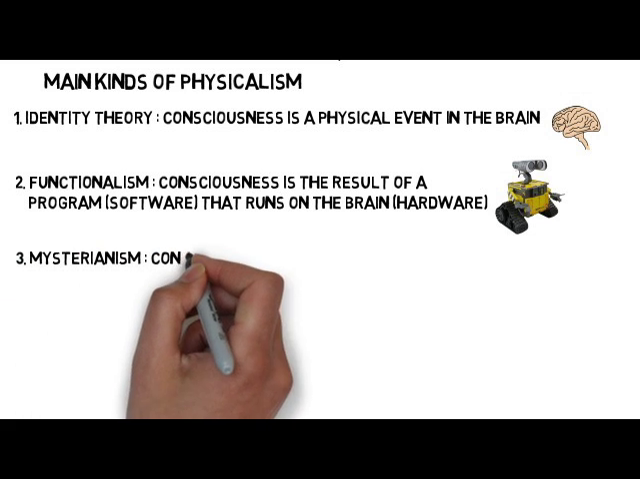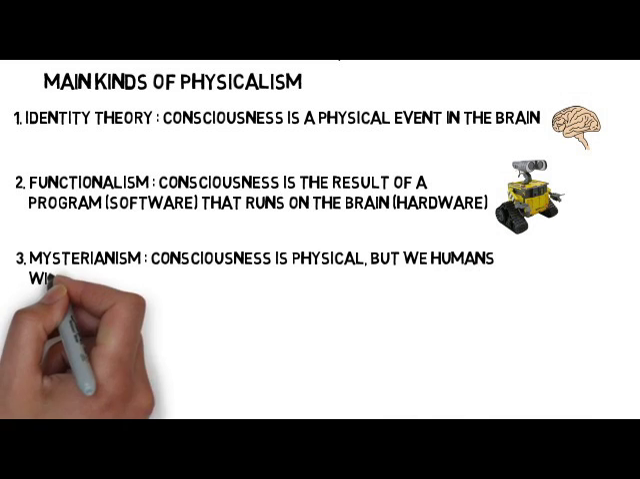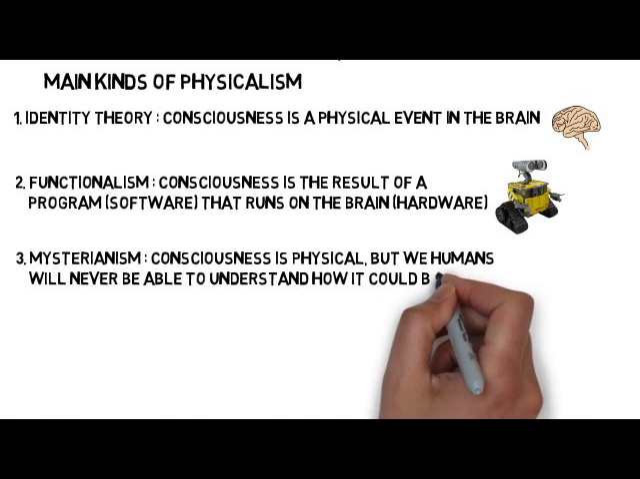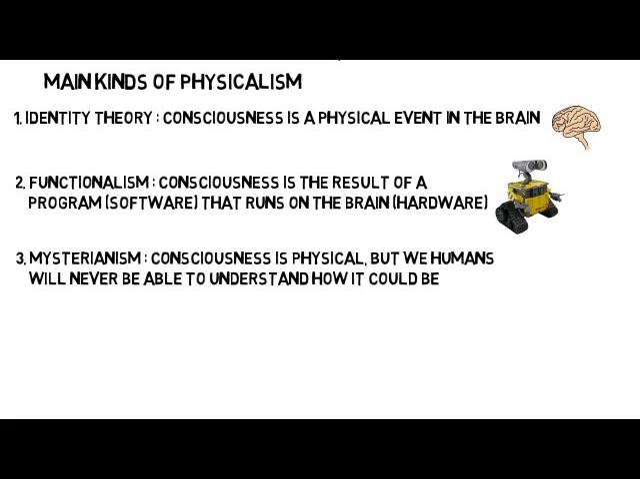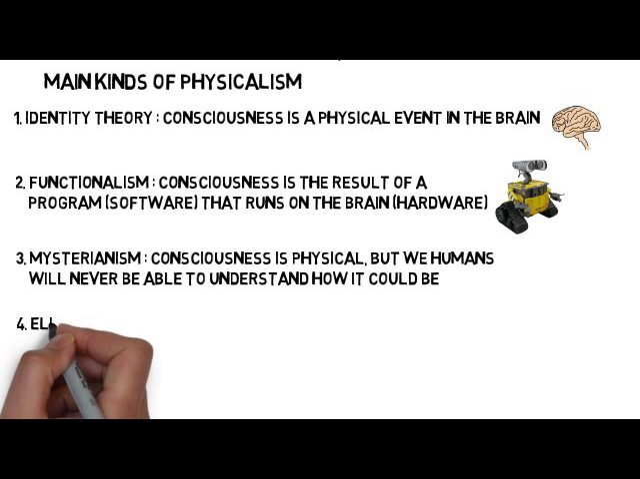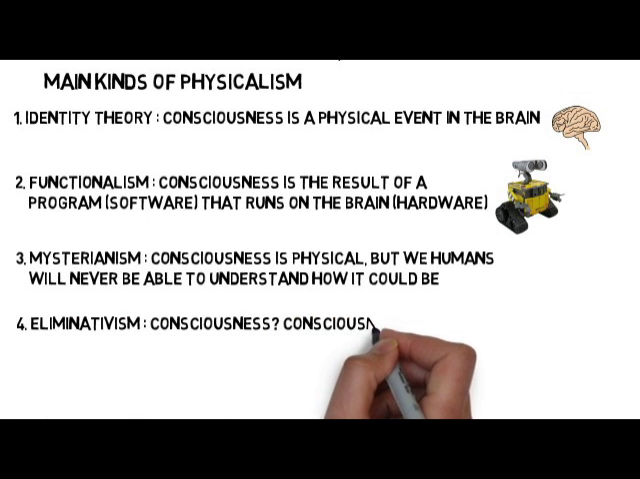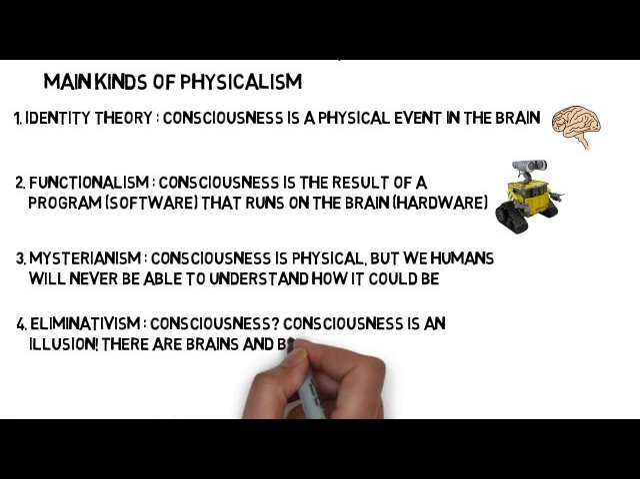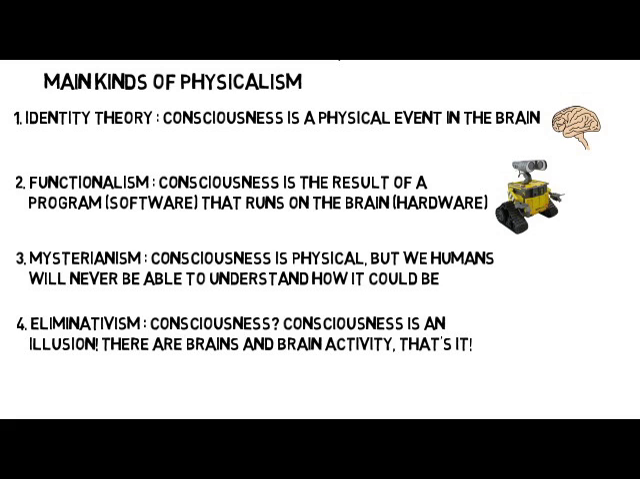Third, there is Mysterianism. According to this view, consciousness is physical, but humans will never be able to explain consciousness in physical terms. The Mysterian thinks that, given our limited human perspective on the world, we can never explain how consciousness is physical, even if we have good reasons to believe that it is. Fourth, there is eliminativism. According to the eliminativist, consciousness, as we ordinarily think of it, is an illusion. There are brains and brain activity, and that's it. So we should just do neuroscience and not worry about so-called consciousness.